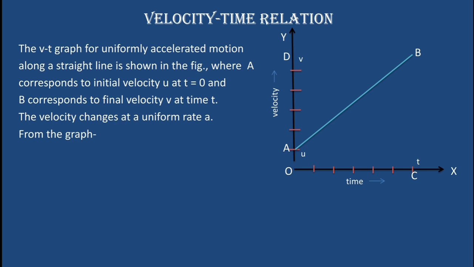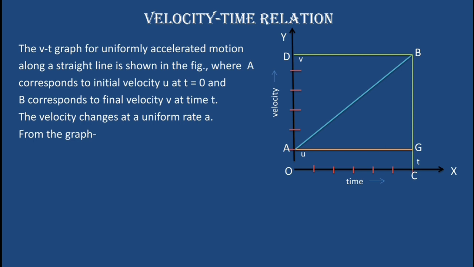Now what we do? We draw a perpendicular line from the point B to the x-axis, which cuts the x-axis at the point C, and also a perpendicular line to the y-axis from the same point B, which cuts the y-axis at the point D. Again we draw a perpendicular from the point A, which cuts the line BC at a point G. Now we have the following graph.